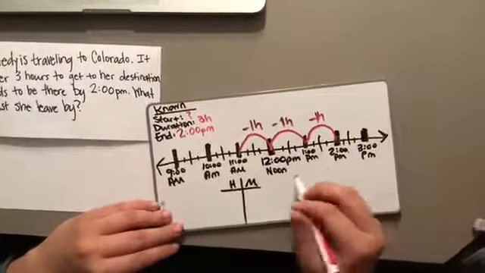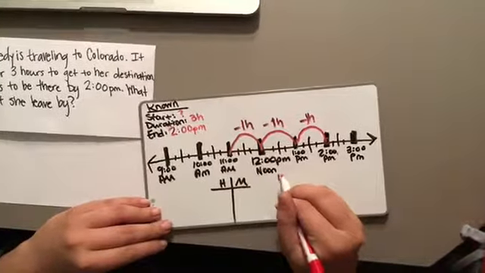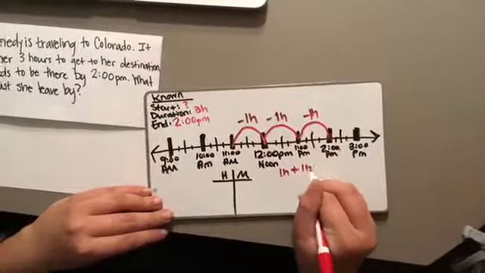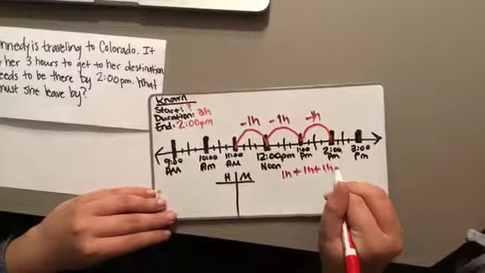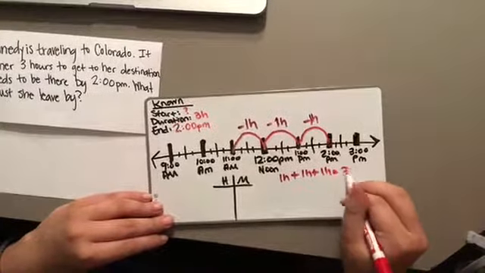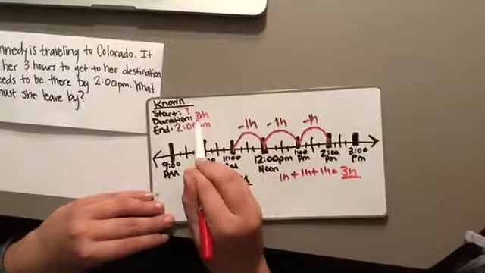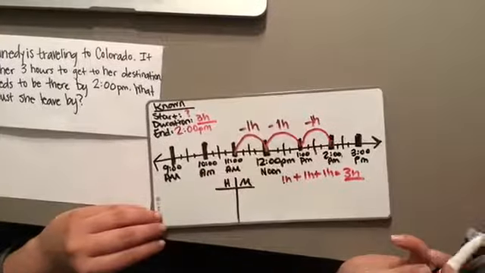So down here I know that I was supposed to have 3 hours total, and if I add up what I took away, 1 plus 1 plus 1 equals 3 hours, which is the same as our duration.